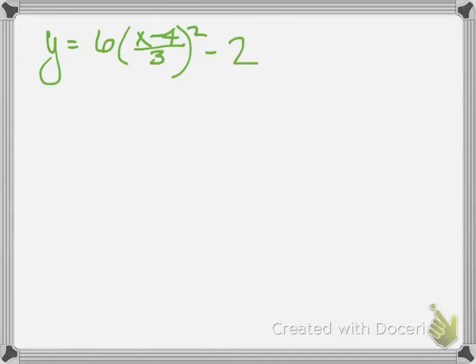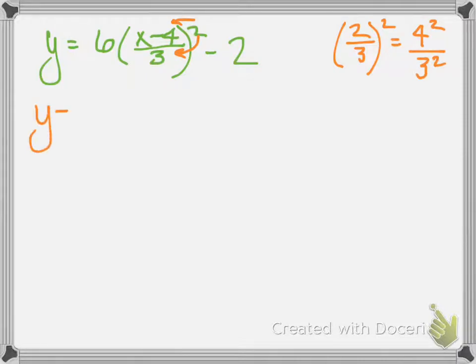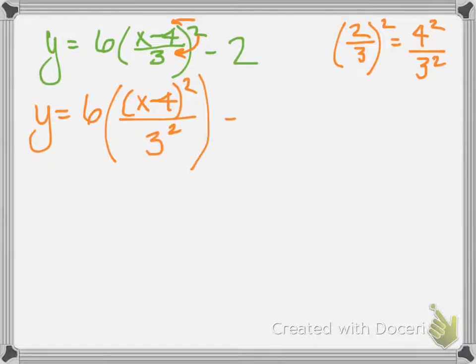The first exponent property I'm going to use is to take this exponent and distribute it to the numerator and denominator. We've seen this before: if we had 2/3 squared, this is allowed to be 2 squared over 3 squared. So I'm going to do the same thing. This will rewrite as y equals 6 times (x minus 4) squared over 3 squared, minus 2.